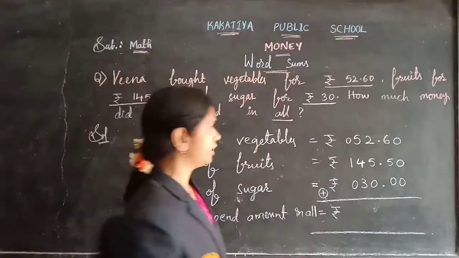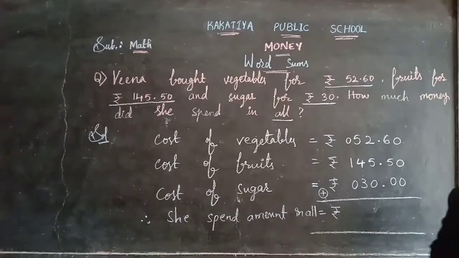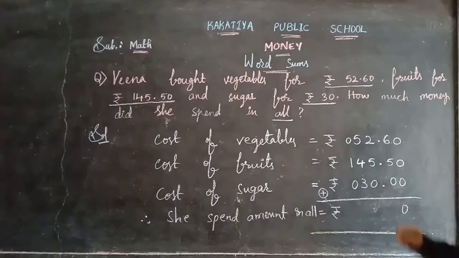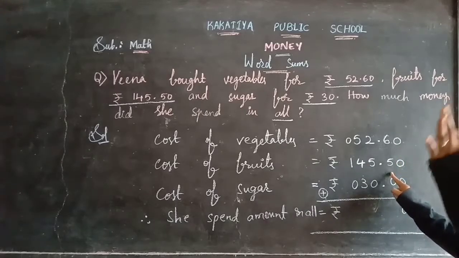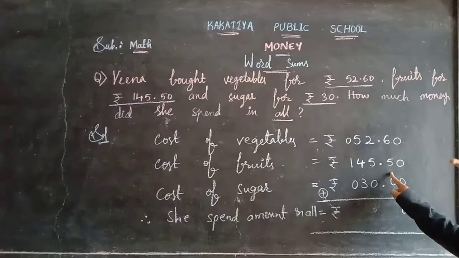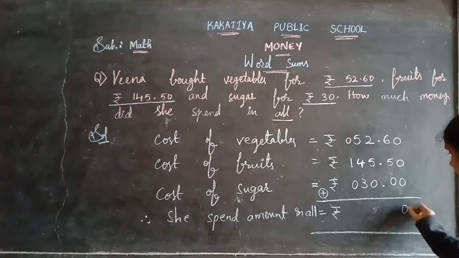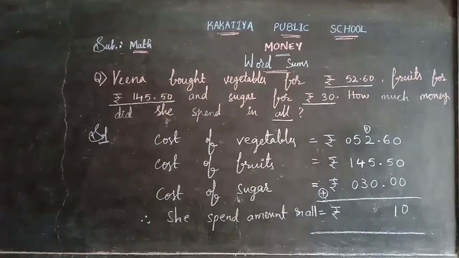Yes, children, let's add here. 0 plus 0 plus 0 is 0. Now 6 plus 5 plus 0. 6 after 5, so 7, 8, 9, 10, 11. We are getting 6 plus 5 means 11. 11 plus 0 means again 11 itself. So 11 is a 2 digit number, no, children. So 1 here I can take and 1 as a carry.